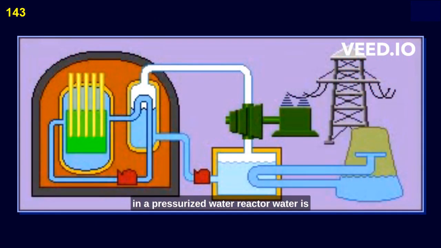In a pressurized water reactor, water is enclosed in 3 separate but interacting loops. In loop 1, water becomes intensely hot as it absorbs heat from the energy of nuclear fission. But because it is under very high pressure, the water doesn't boil and remains a liquid.